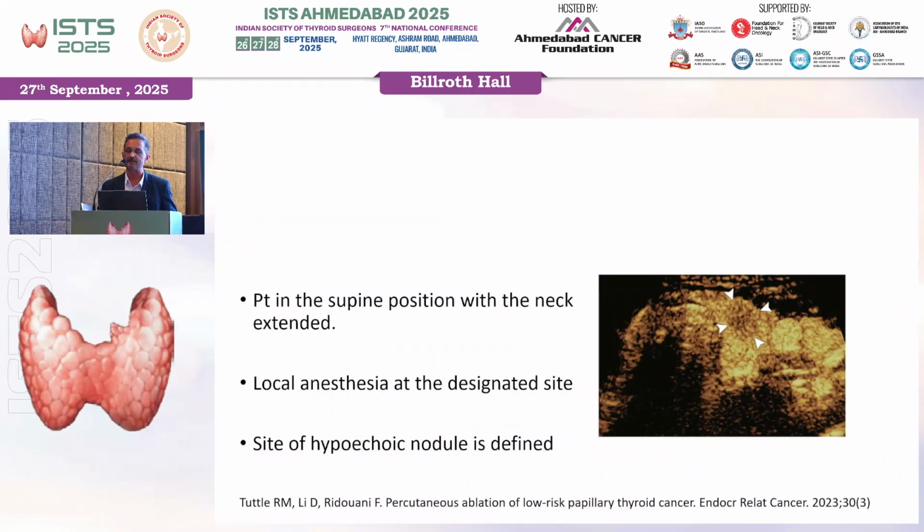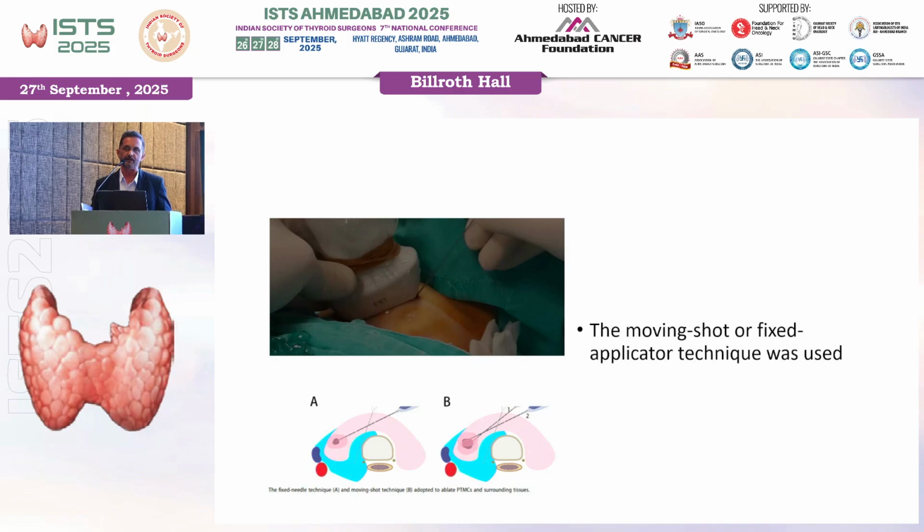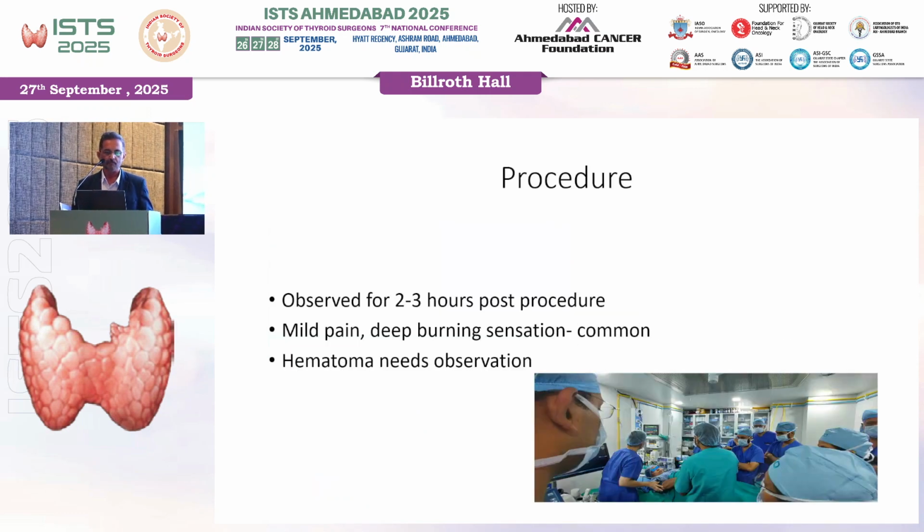So this is a procedure generally done in the OR. The patient is in supine position with the neck extended, with local anesthesia and some sedation preferred, and the site of the hypoechoic nodule shown in the picture is defined with a good high frequency ultrasonography probe. And mind you, this is a multidisciplinary approach. Not only a surgeon or radiologist alone can do it. The technique generally used is either the moving shot or fixed applicator technique. The procedure is short. Observation is done for 2 to 3 hours.